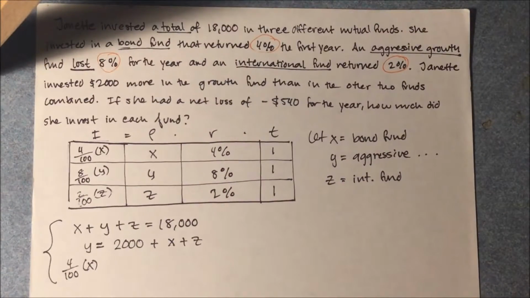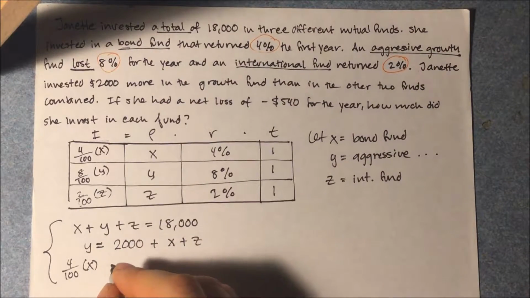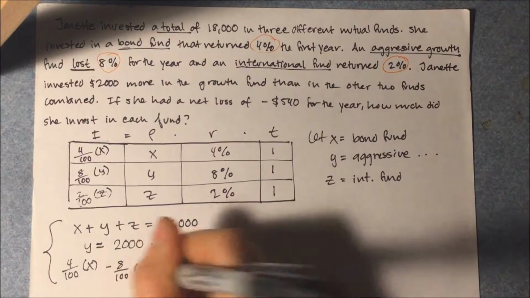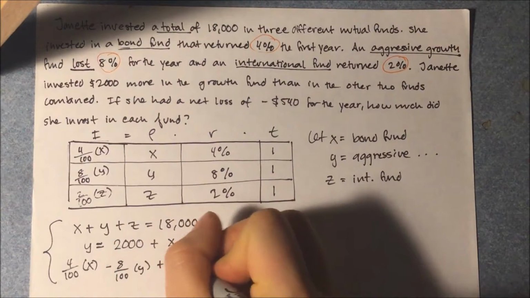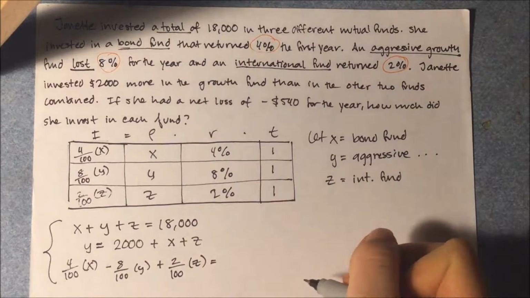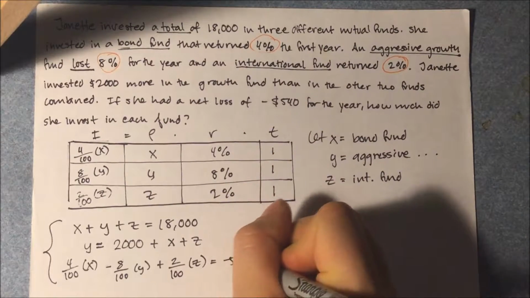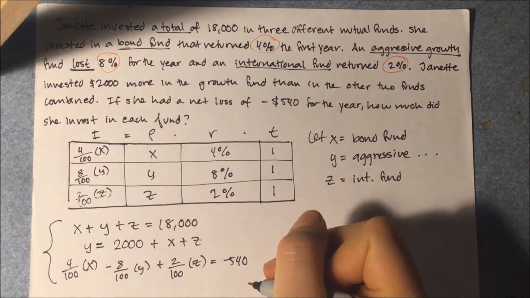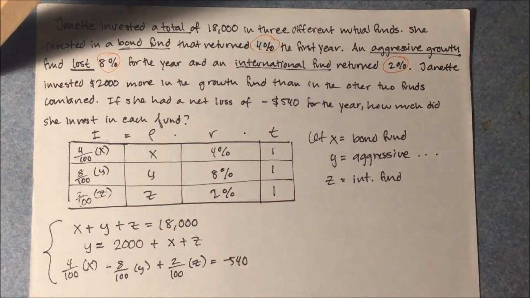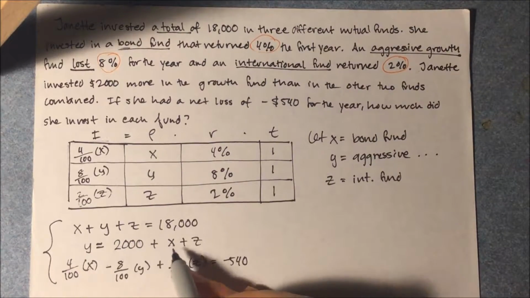So, because she lost it, we're going to subtract that. So, minus the 8 over 100 y plus the 2 over 100 z will give me the negative 540. Okay, so now I finally have my system: 3 variables and 3 equations. These are not set up nicely yet, so I'm going to set these up in the x, y, z form.